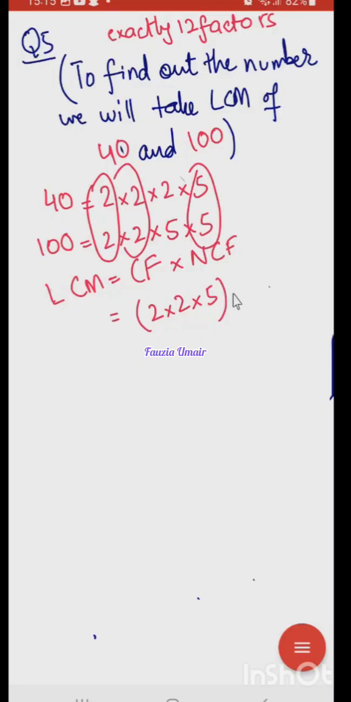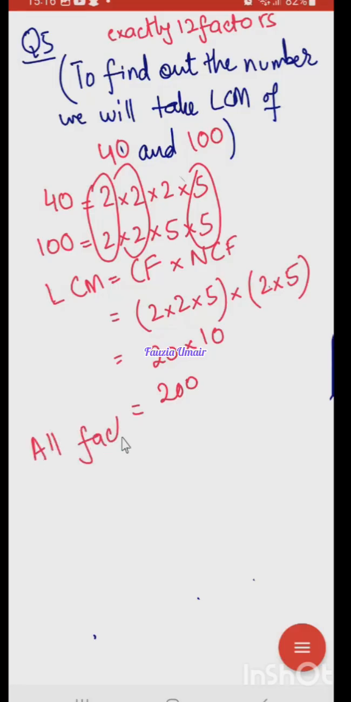So what are the non-common factors? Just 2 and 5. ठीक है. So if you multiply, 4 5s are 20 and this is 10. So this number is 200. ठीक है. 200 वो number है जिसके ये दोनों factors हैं. So now we write down all factors of 200, because they told us there should be 12.